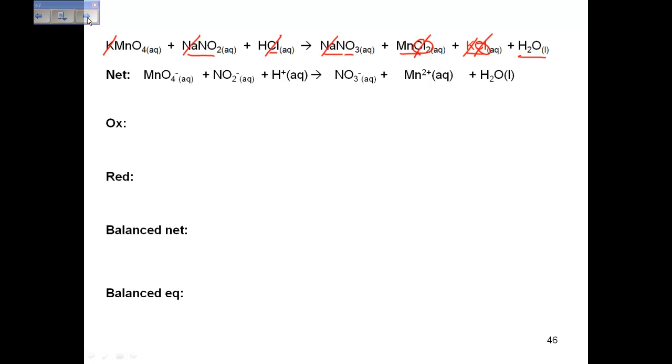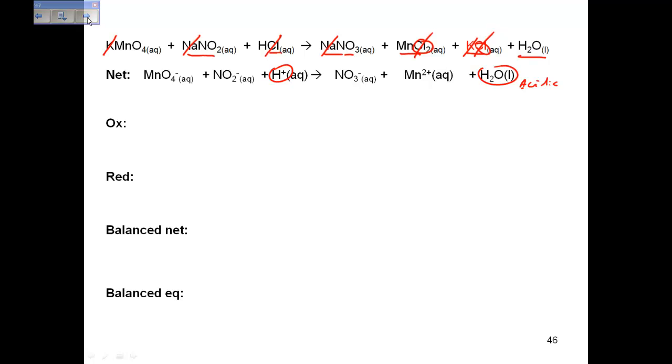A couple things to note here. Number one, notice that it has H plus and H2O. That's an indication of acidic solution. I'm not going to use that in my half reactions to start with. I'll put them in later as I need them to balance things out.